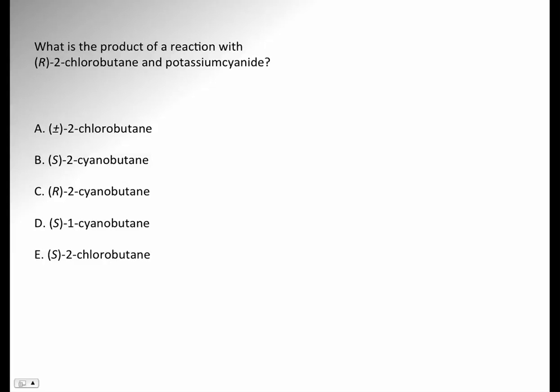Alright, so let's try to answer a DAT style question on SN2 style reaction mechanisms. So in this question we're asked what the product is of a reaction with R-2-chlorobutane and potassium cyanide. So why don't you pause the video, take a second to answer this question, and then we'll answer it together.